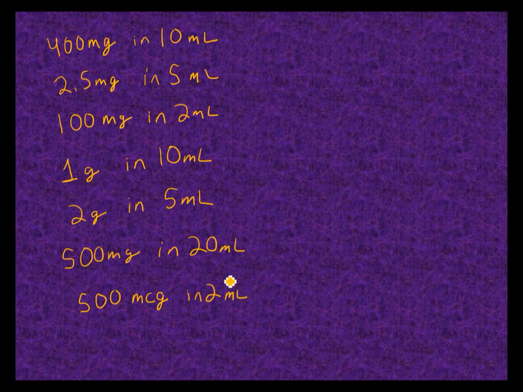Alright, so let's work these out. So pause your screen and work them out, and then turn this video back on and see if you did well. Alright. Amount of drug over the amount of fluid. The zeros can go. 1 goes into 40. The answer to that would be 40 milligrams per milliliter.